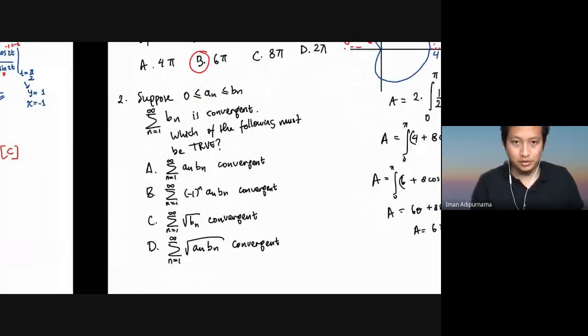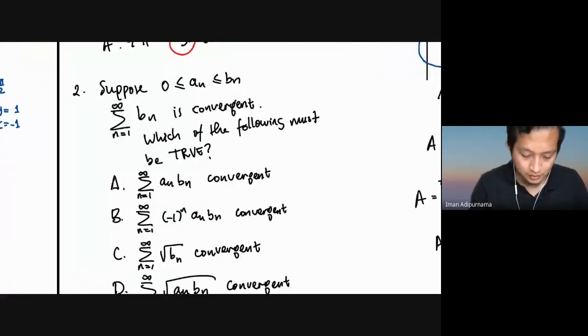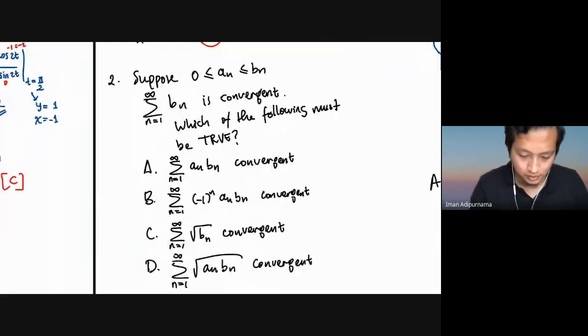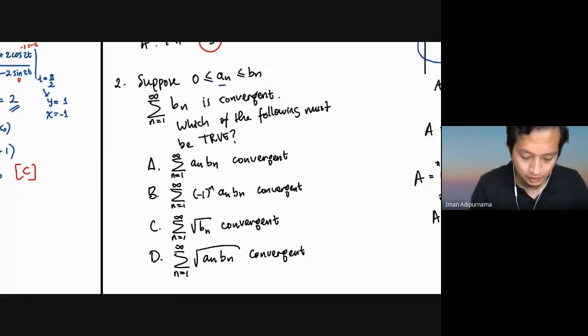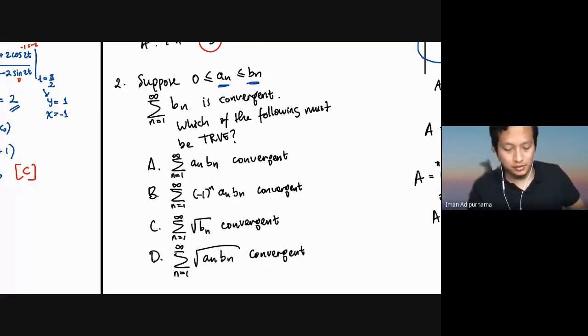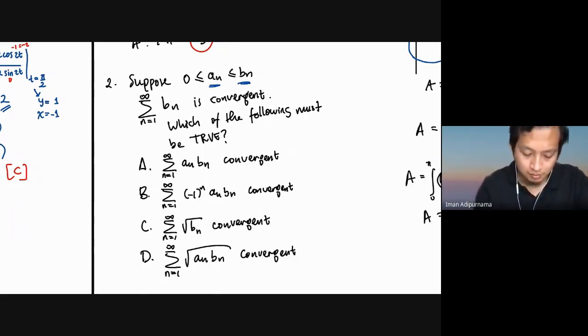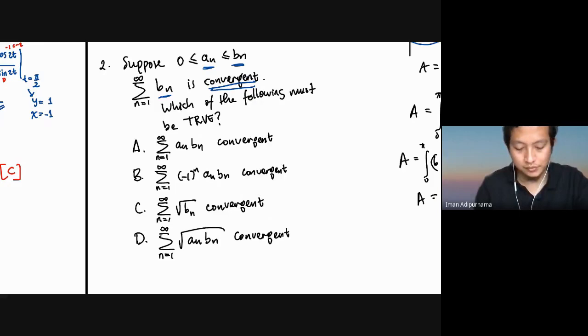Okay, number 2. So let's see, the restrictions is an is less than bn, and both are positive, greater than 0. So since bn is convergent, okay, which of the following must be true? So if bn is convergent, an should be convergent, right?